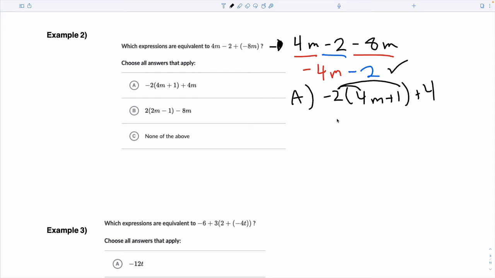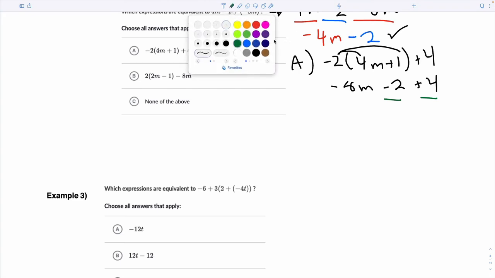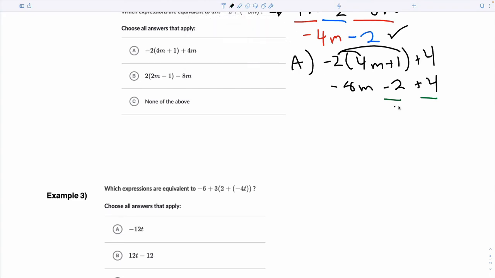Negative 2 times 4m is negative 8m. Negative 2 times 1 is negative 2. And then bring down your 4. Last step to simplifying this: what can I combine next? Awesome. A negative 2 and a positive 4. If they're opposites, Raiden, what do you think is going to happen? Yeah, they're fighting, which is just 2.